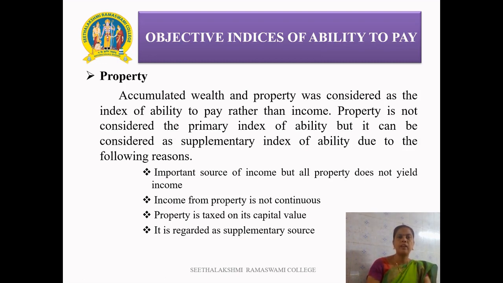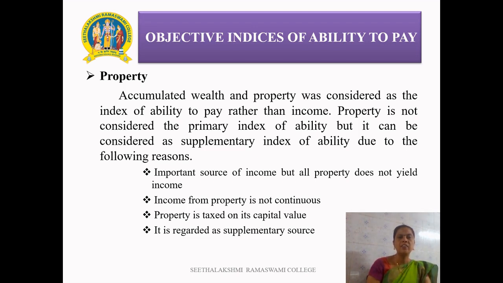The first one is property. Accumulated wealth and property was considered as the index of ability to pay rather than income. Property is not considered the primary index of ability, but it can be considered as a supplementary index of ability due to the following reasons. Property may be an important source of income, but all property does not yield income. Income from property is not continuous. Property is taxed on its capital value. It is regarded as a supplementary source of income. So it is an insufficient index.